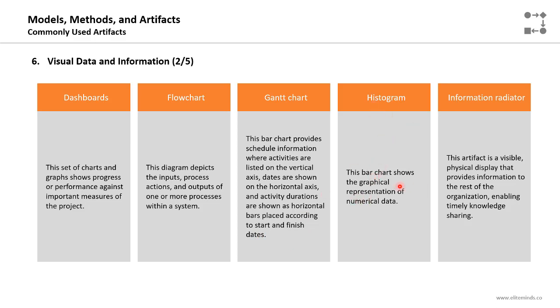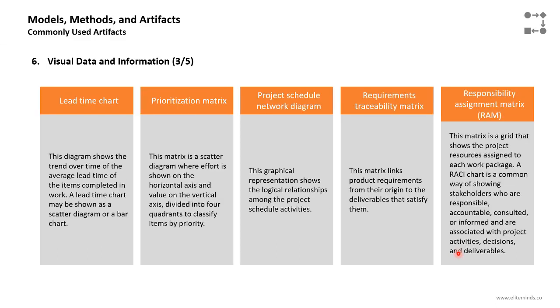Histogram, this bar chart shows the graphical representation of numerical data. So it's similar to the bar chart that shows the representation of any numerical data. It's usually used in the quality control processes to present the number of defects and the numerical data gathered after the quality testings are conducted. Information radiators, a concept that we explained earlier. This artifact is a visible physical display that provides information to the rest of the organization, enabling timely knowledge sharing. So information radiators are simple, low-tech, high-touch tools that are used to share and radiate information in a timely manner.